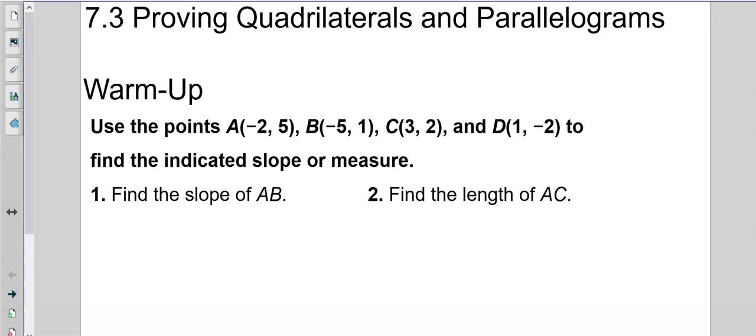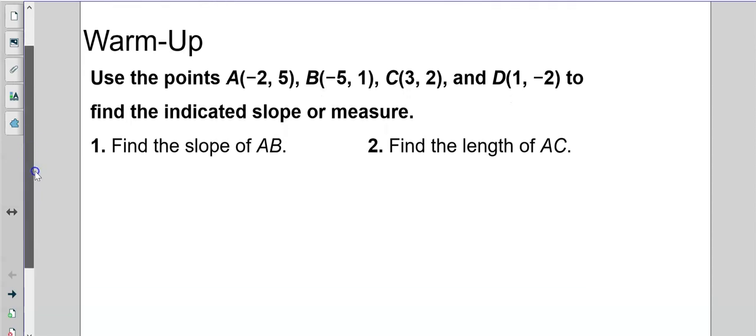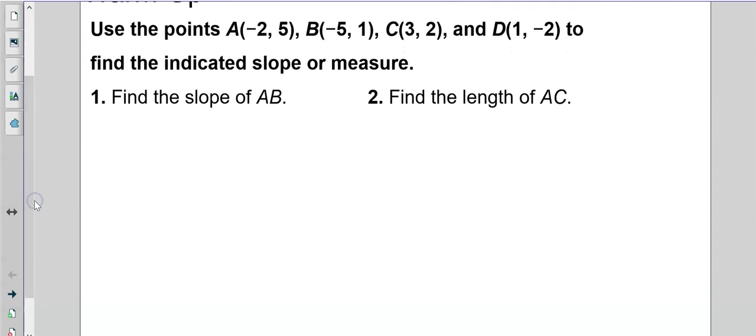All right, 7.3, proving quadrilaterals and parallelograms. So we're going to do a little warm-up review, some skills we're going to need for this section. Using these points A, B, C, D, find the indicated slope or measure.